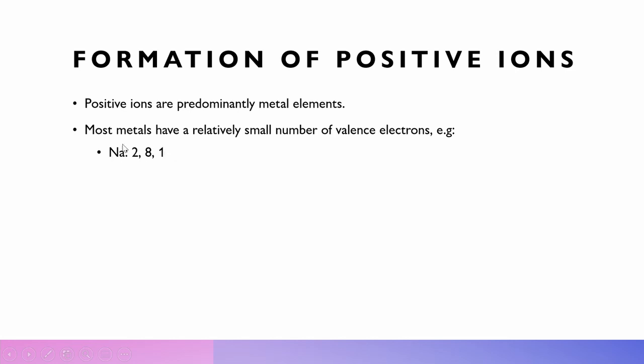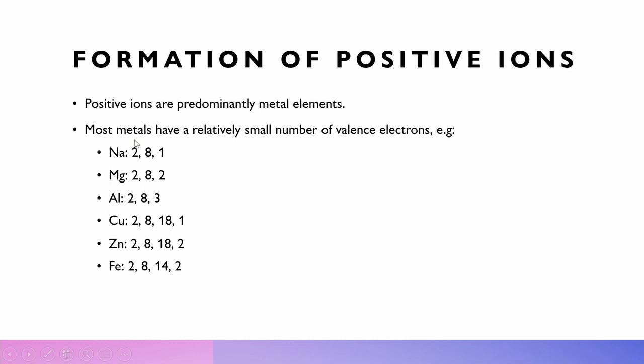A sodium atom can take a maximum of 8 electrons in its valence shell. So as you can see, it is a long way from having its valence shell completely filled up. The same goes for magnesium with 2 valence electrons, aluminium with 3, copper with 1, zinc with 2, and iron with 2. All of the elements shown here can take at least 8 electrons in their valence shell, so all of them are a long way from having completely filled valence electron shells. So there are 2 ways they can fill this up.